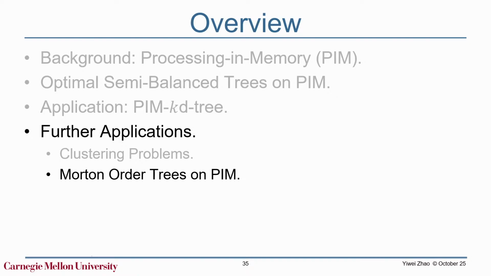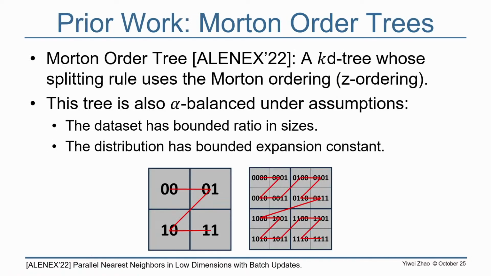The final application is also on Morton-order trees, which is a work of Guy in LNX 2022, where it is basically a KD tree whose splitting rule uses Morton ordering or Z ordering. As you can see here, Z ordering is trying to label the space into sub-hypercubes.